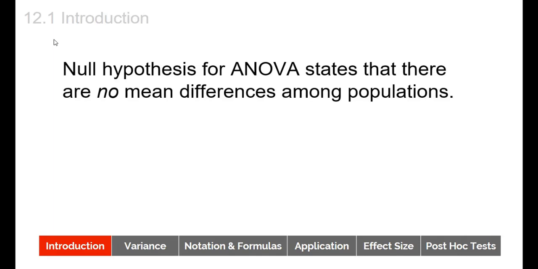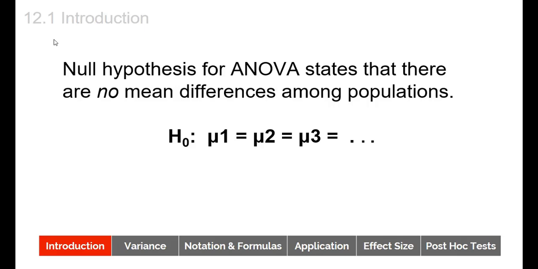So the null hypothesis for an ANOVA states that there are no mean differences among the populations. In other words, the null hypothesis looks like this. The mean of group 1 is equal to the mean of group 2 is equal to the mean of group 3. Now in this null hypothesis I have an ellipsis at the end, and that's just to show that the null hypothesis could go on to however many groups that you have. So if you have 5 groups, you're going to have equal to 4, equal to 5, etc.